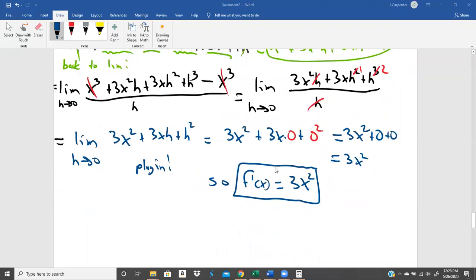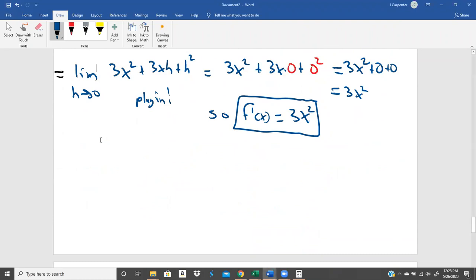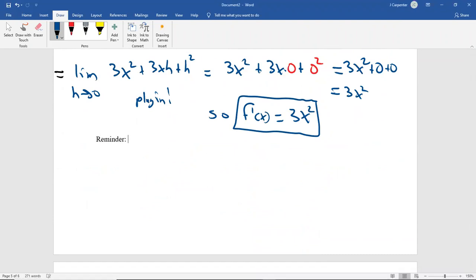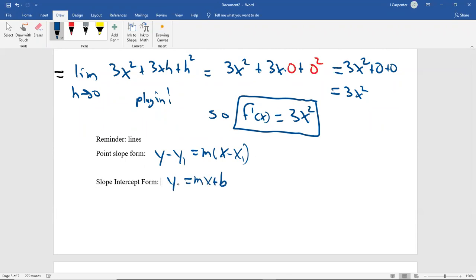All right. As a reminder, lines. Point slope form is y minus y1 equals m times x minus x1. I gave this to you last class. And slope intercept form, let me just put that a little lower, is y equals mx plus b. If my Algebra 1 students can handle equations of lines, my calculus students better be able to as well.